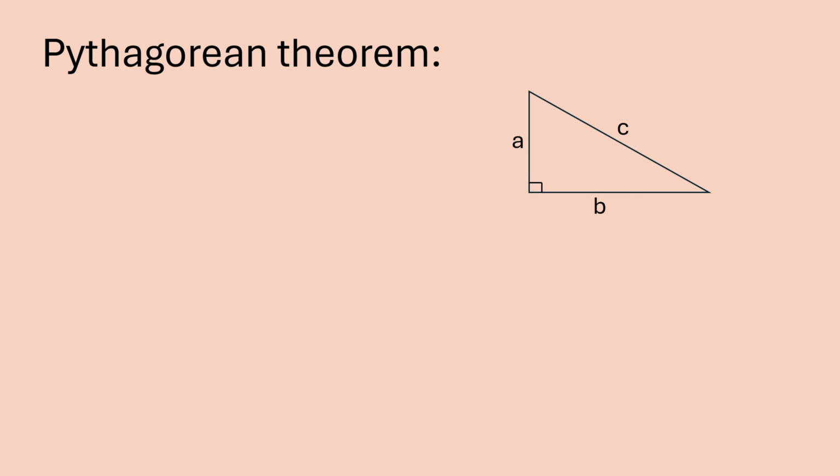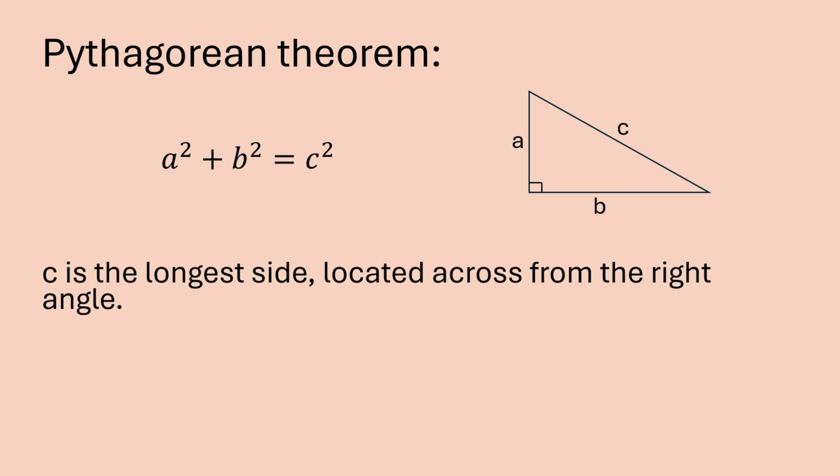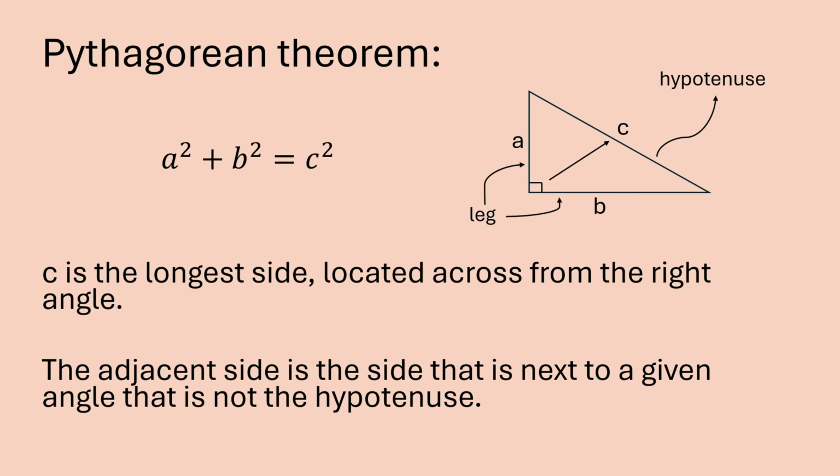This is a right triangle. A, B and C are the sides of the triangle. The formula for Pythagorean theorem is a squared plus b squared is equal to c squared. C is the longest side located across from the right angle. This longest side, C, is opposite of a right angle. It is the hypotenuse. The adjacent sides, A and B, are the legs of the triangle. The adjacent side is the side that is next to a given angle that is not the hypotenuse.